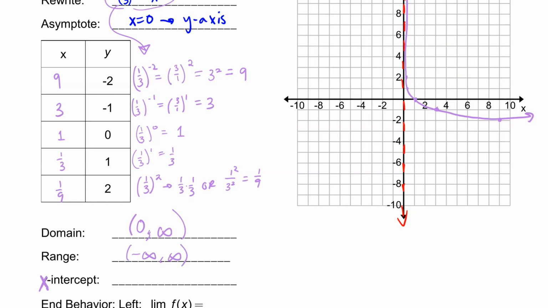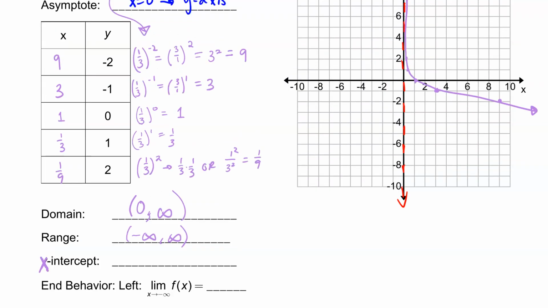Exactly. It's all real numbers for our range, because as we go left towards 0, it goes up to positive infinity. And as we go to the right, it just keeps going down and down and down. I did not draw that very nicely, but it should just keep going down, down, down. Okay. This should say x-intercept.